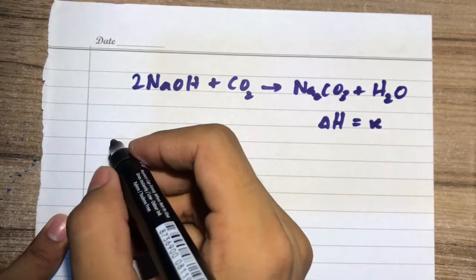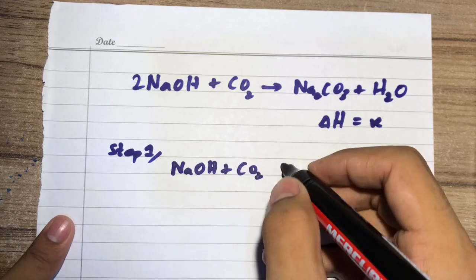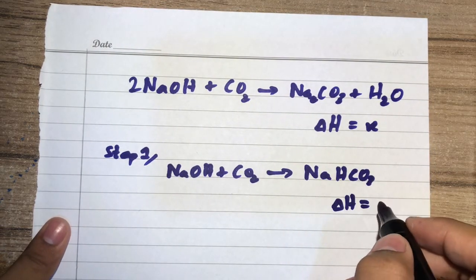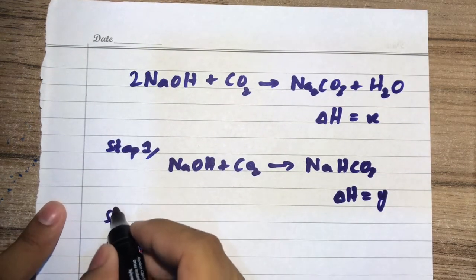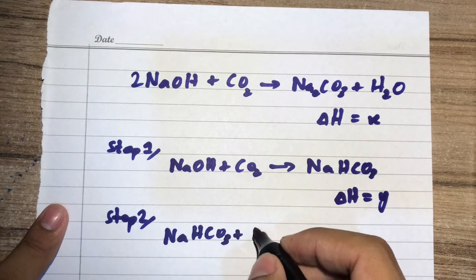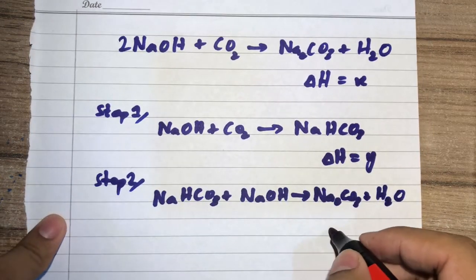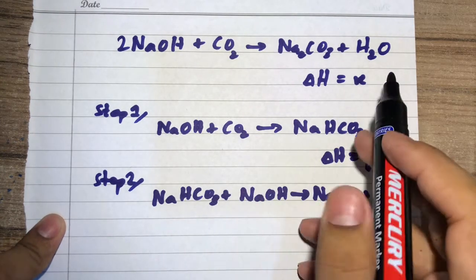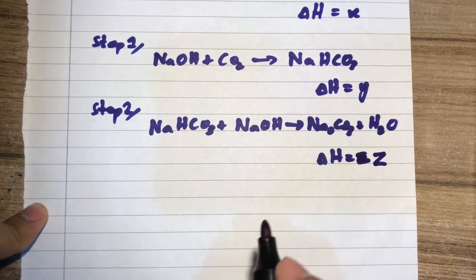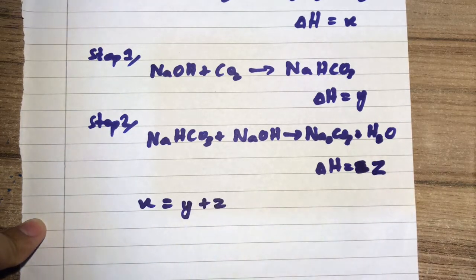Now this reaction can also proceed through 2 steps. The first step would be that sodium hydroxide reacts with carbon dioxide to give sodium hydrogen carbonate. Delta H for this, let's say, is Y. Step 2 is that the sodium hydrogen carbonate reacts with NaOH to give sodium carbonate and water. And let's say the delta H for this is Z. So even if the reaction proceeds in one step or by 2 steps, the total energy change will be the same. That means that X equals Y plus Z. That means that the energy change if it's a 1-step reaction is the same as the total energy change if it's a 2-step reaction. I hope that makes sense.